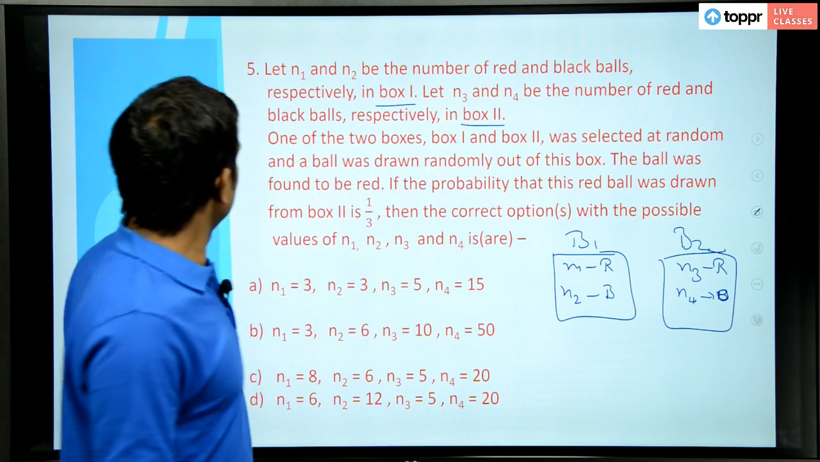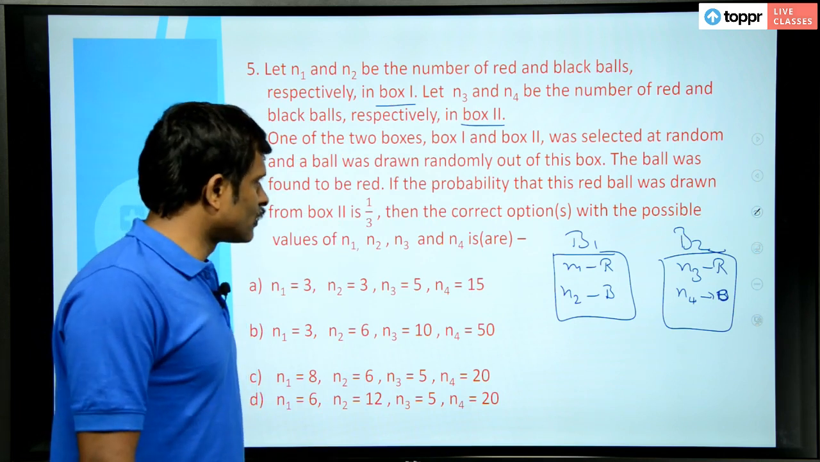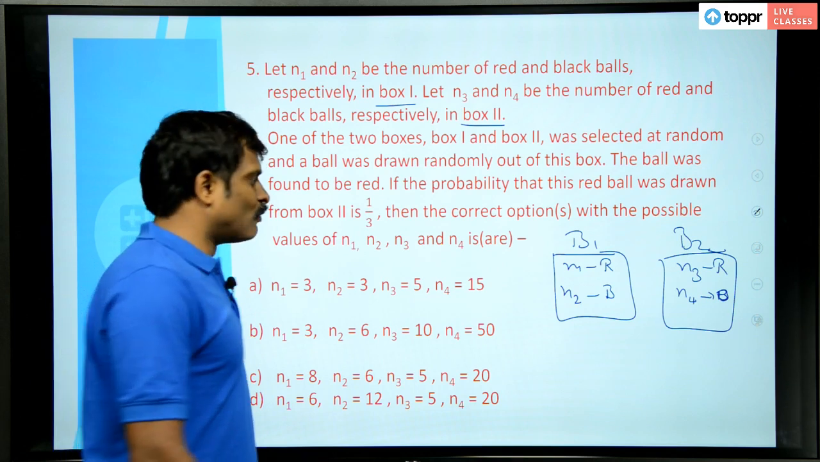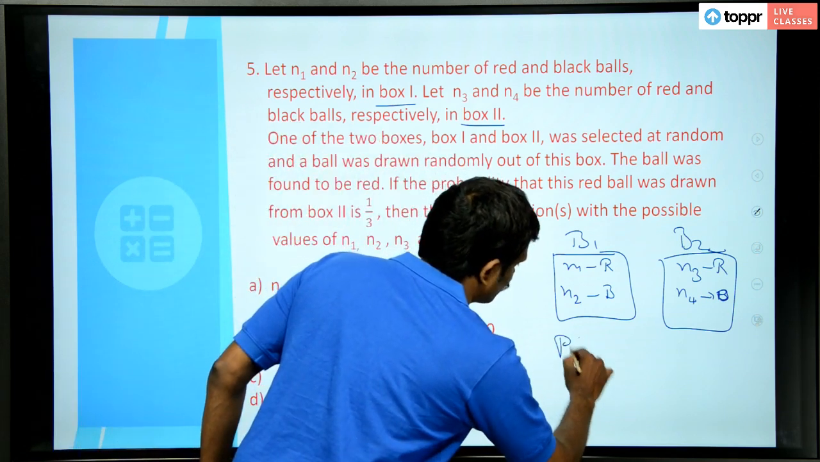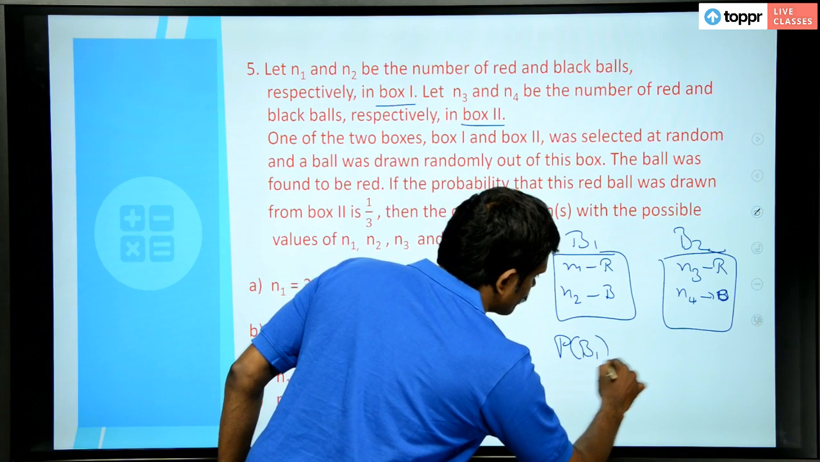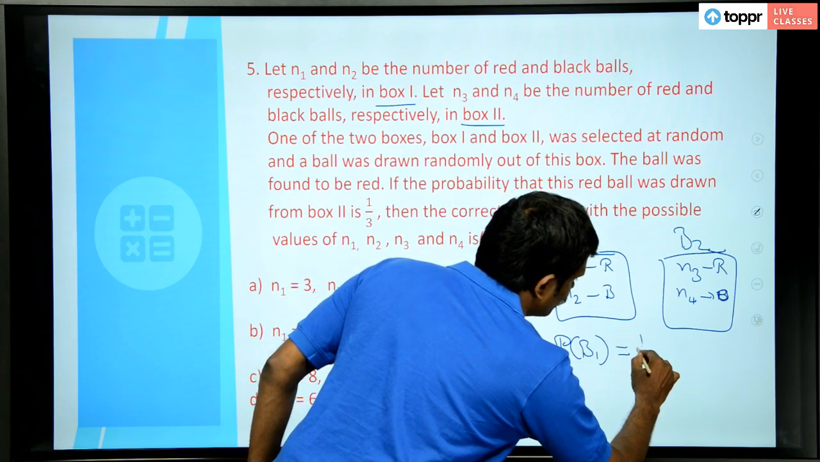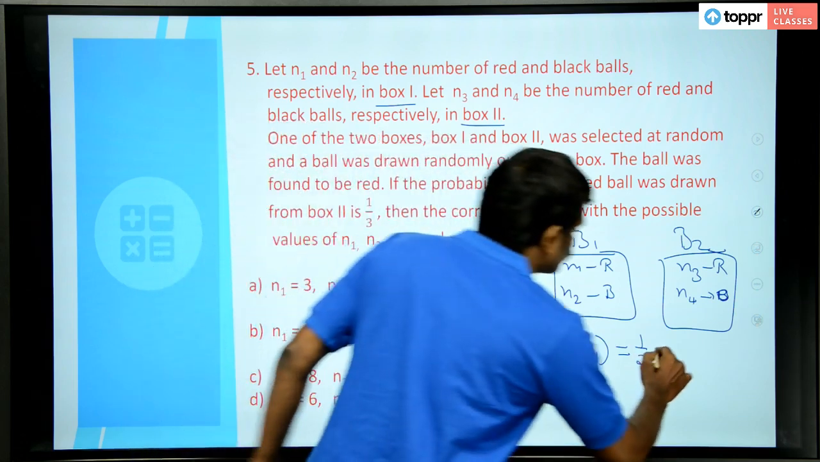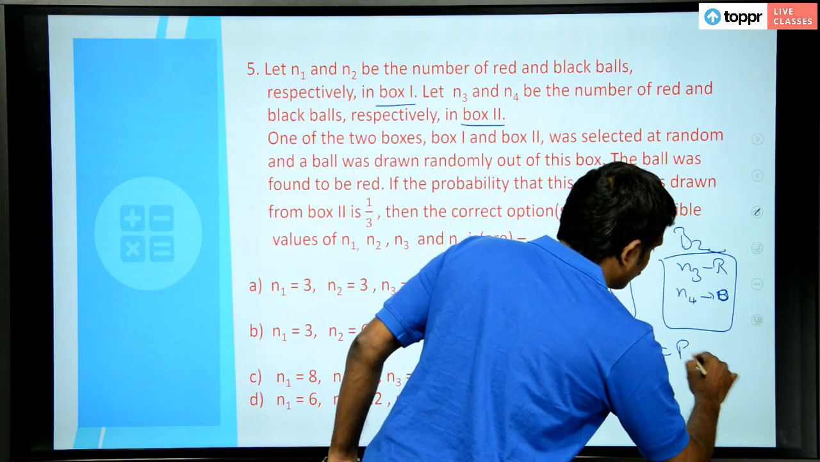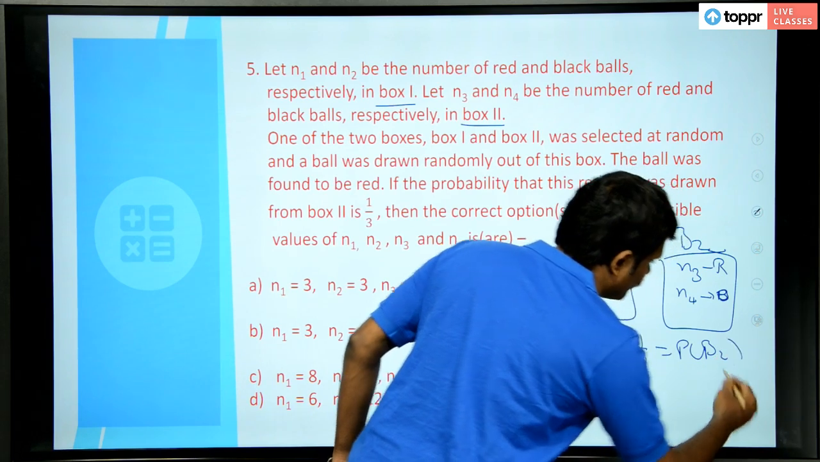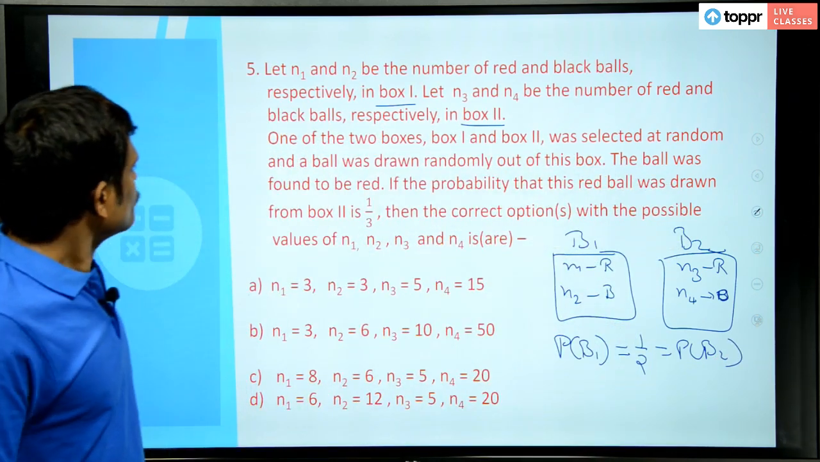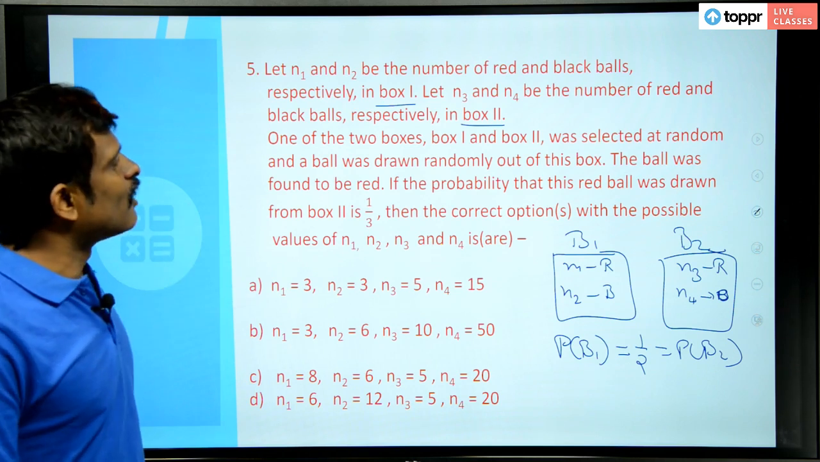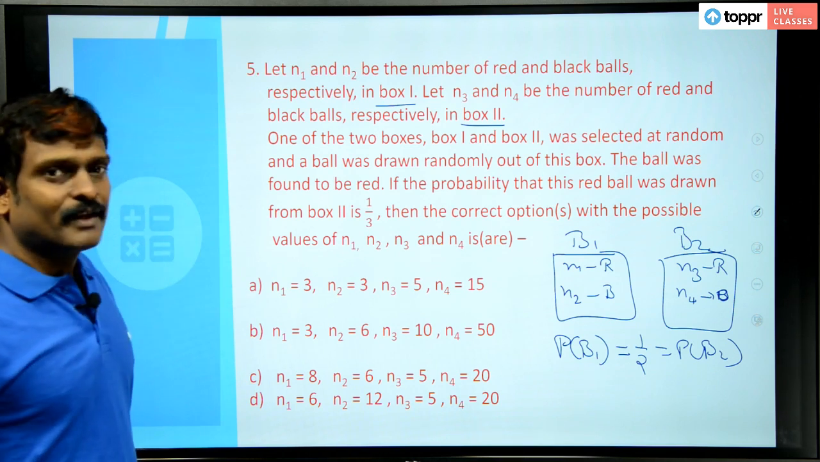One of the 2 boxes, box 1 and box 2, was selected at random. So, it is a random selection. What will be the probability of selecting box 1? It will be equal to half, because there are 50-50 chances, it is randomly selected. So, this is again equal to probability of B2. So, probability of B1 and B2 will be 50-50. A ball was drawn randomly out of this box, the ball was found to be red.